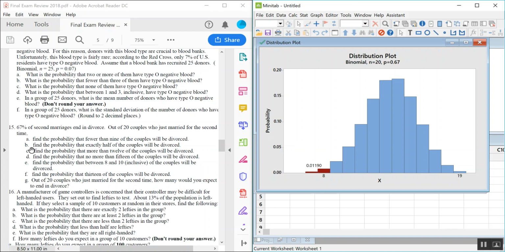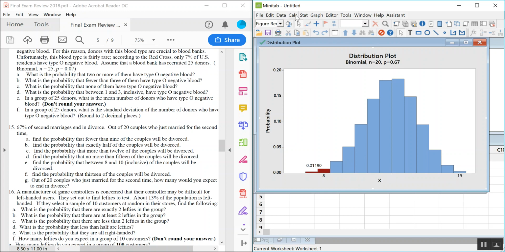Let's see if we can find the probability that exactly half of the couples will be divorced. So exactly half would correspond to 10 out of 20. So I can just leave my mouse on top of 10. I got to click into Minitab first. And there is the value, 0.0515806. Since I've done one similar to this before, I'm going to show you another way to do this.